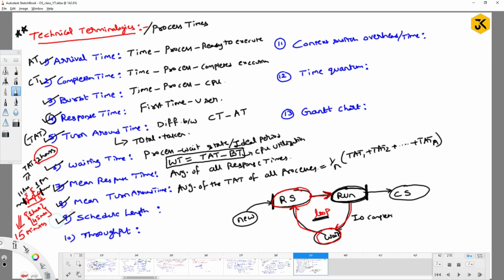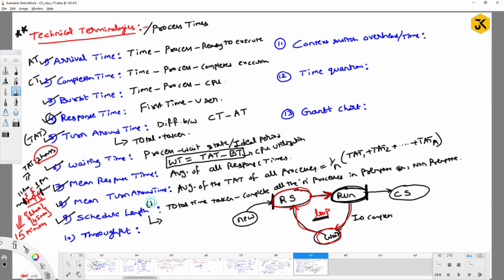Okay, next one, scheduling length. Scheduling length means the total amount of time taken to complete all the n processes, either in preemptive mode or in non-preemptive mode. Guys, you might get the doubt here: then what is the difference between turnaround time and scheduling length? Here, if you write the formula, you can understand.